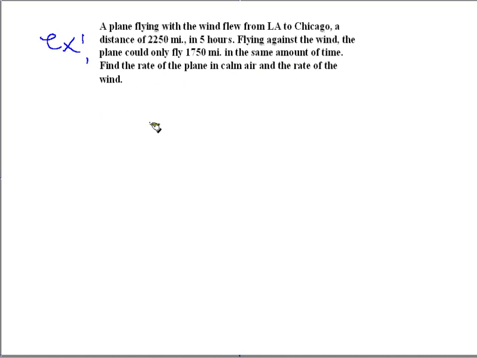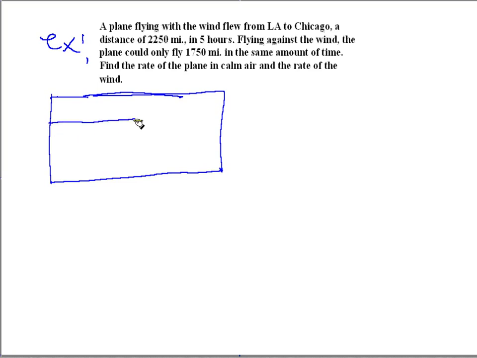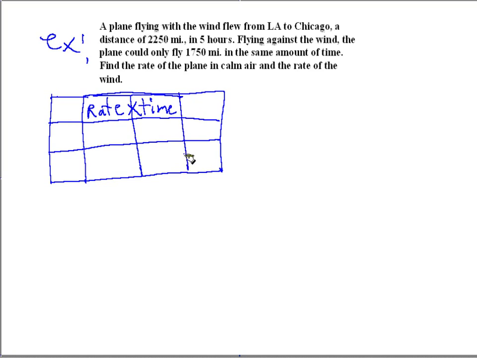So let's use the uniform motion table we have to set this up. Let's make a nice big table here. Make a table with 3 rows in it, and a few columns. Let's put the equation in: rate times time is equal to distance. We've seen this equation, r times t is equal to d, so no big deal here.